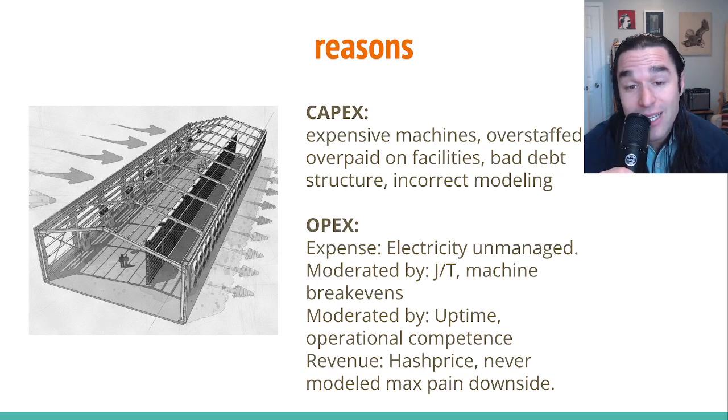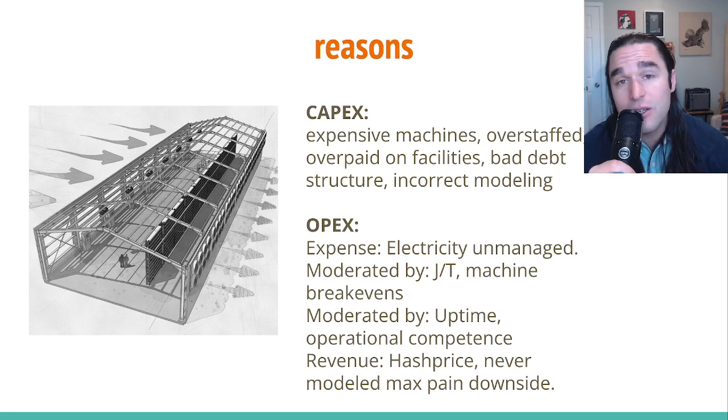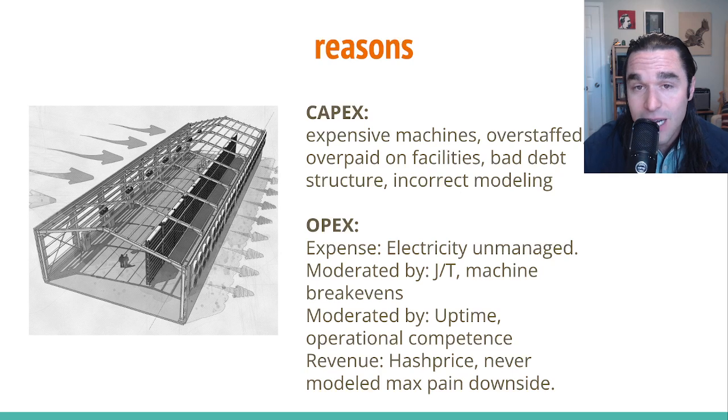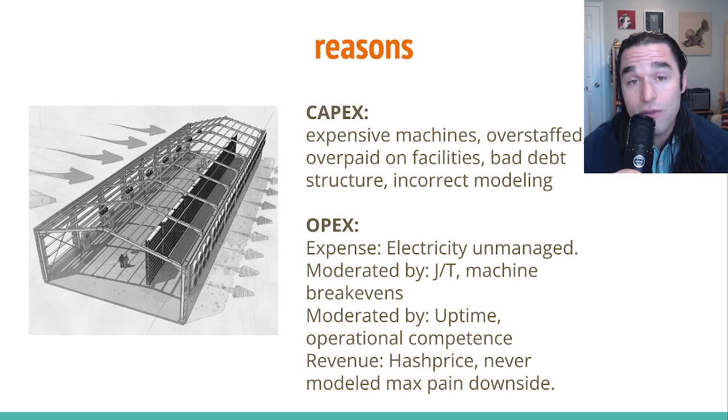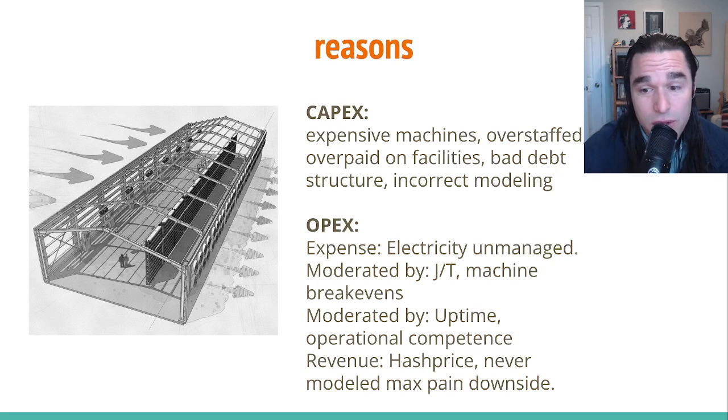Your machines might be breaking. You don't know the break evens of your machines, so you don't know when to turn on and turn off at any given time, or you don't even know how to monitor the cost of electricity. It's moderated by uptime. You're not operationally competent. You don't really know how to keep these machines hashing. You don't know how to repair them. Revenues, hash price. Hash price, well, yeah, you're not in control of your hash price, but if you were too aggressive on your modeling and you never modeled a substantial length of time where you had max pain downside, you're going to find yourself having a very bad time when inevitably that happens, because this is Bitcoin mining, and Bitcoin mining is known to do the most painful thing.